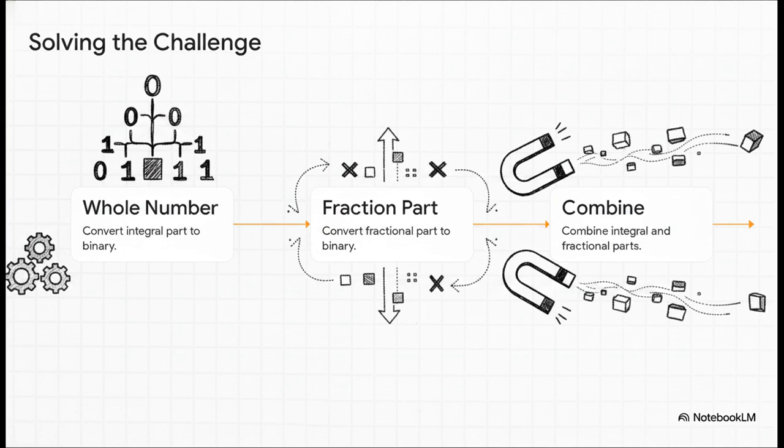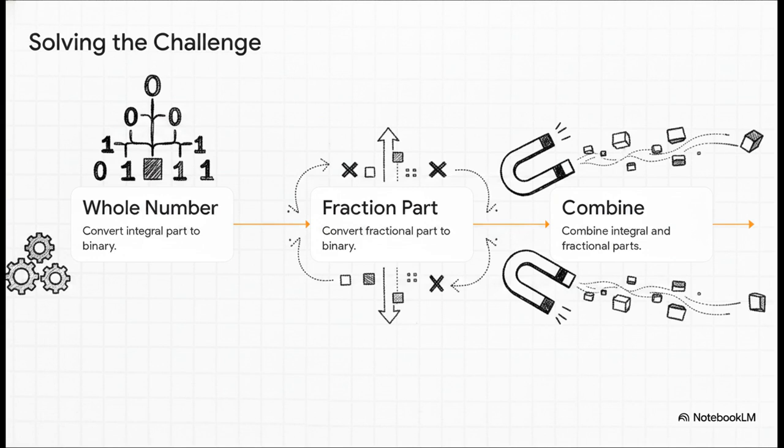Now for step 2, the fraction. We take 0.625 and multiply it by our target base, 2. That equals 1.25. We extract the 1 and keep the 0.25. We multiply 0.25 by 2, getting 0.5. Extract the 0, keep the 0.5. Multiply 0.5 by 2 and we get exactly 1.0. We extract the 1, and since our remaining fraction is now 0, we stop. Reading top to bottom, our fractional binary is 101.